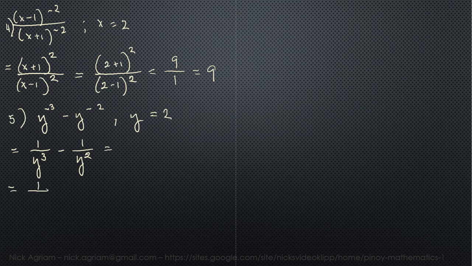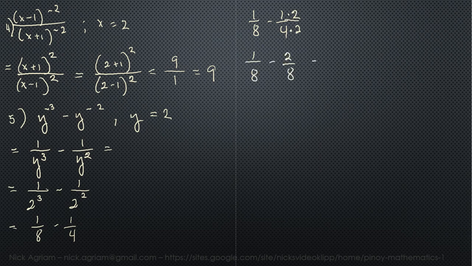Then we have 1 divided by 2 raised to 3 minus 1 divided by 2 raised to 2. Then we have 1/8 minus 1/4. If we expand 1/4 with 2, then we have 1/8 minus 2/8. And we have negative 1/8.